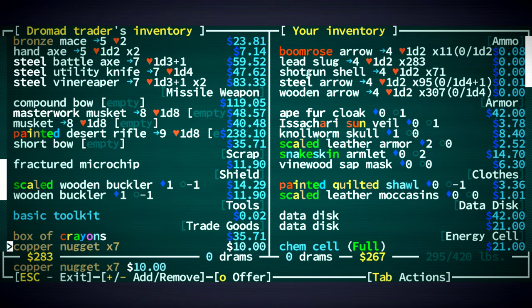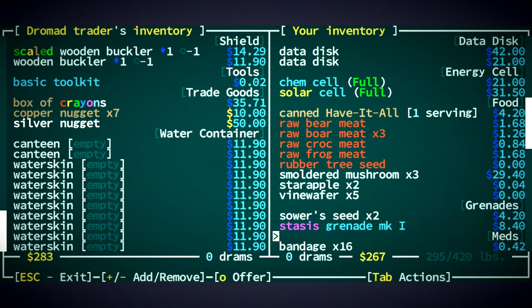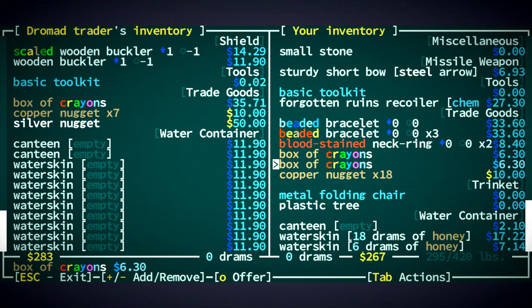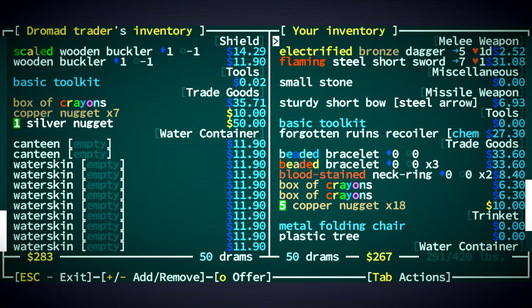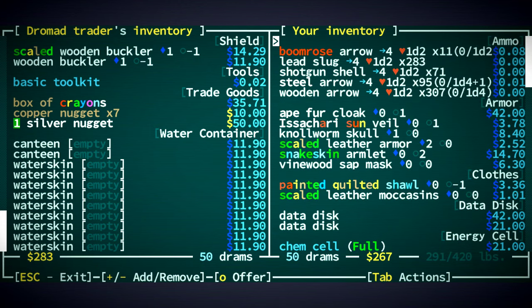Do you have anything we really want? We don't have a ton to sell anymore. Although, if we do have anything to sell, we should sell it because you've got silver nuggets. I don't think we have anything, really. We might as well exchange 5 copper nuggets for a silver nugget. That's just good sense. We could use another water skin, maybe. Do we have anything at all to sell? No, not really. Okay, there you go.